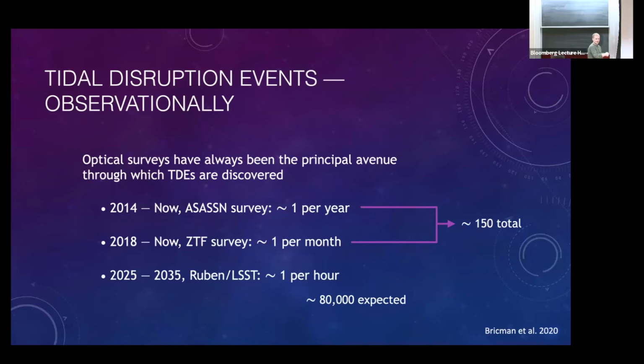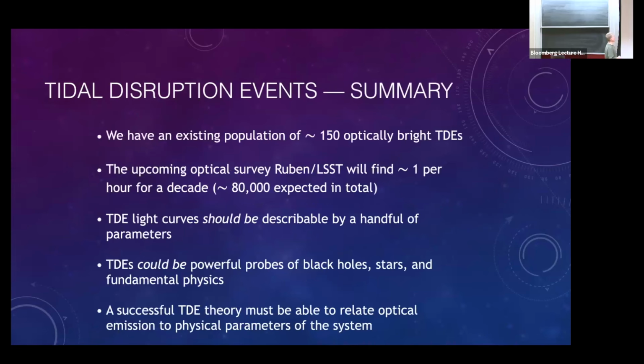Whether we will classify all of these as TDEs is a different question. We have a good constraint on the rate and we know the sensitivity. So 1 an hour will be in LSST is the accurate statement. Whether we can classify them all is the hard part. Okay, so this is going to be a huge resource if we can turn TDEs into a probe of black holes. So this is why you're going to hear more and more about it.